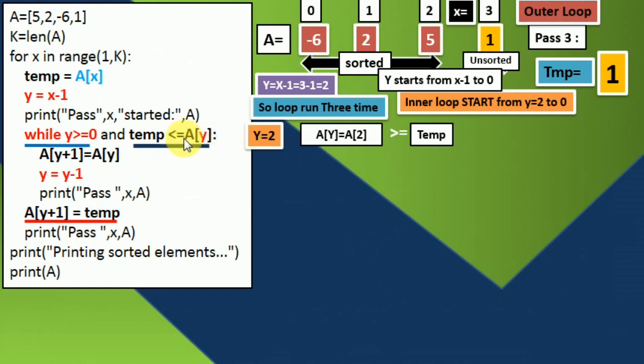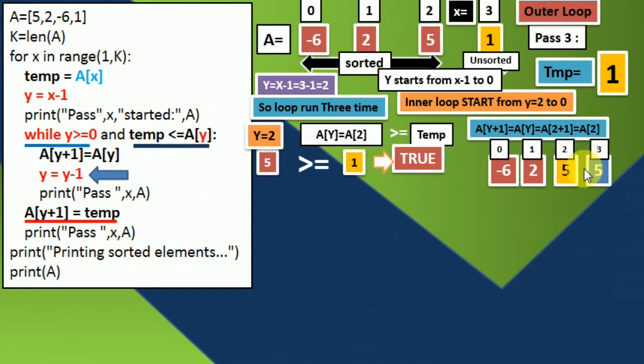It will check whether temp is less than or equal to a of y. A of 2 is 5, which is being compared with that. It is greater than or equal to 1. It will say true. Yes, the condition is true. What is going to be done? This number 5 is going to be shifted, so it copies its value inside that third box also. This is the line that we are going to use: a of y plus 1 is equal to a of y. It means 2 plus 1, which is going to be 3. So this value is going to override that 1. We have already kept the copy of that 1 inside temp.